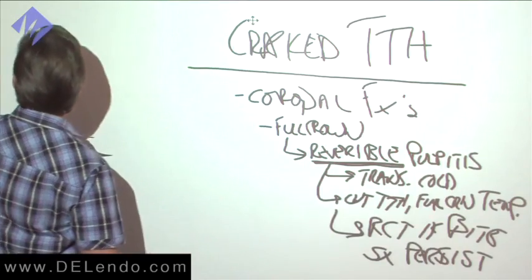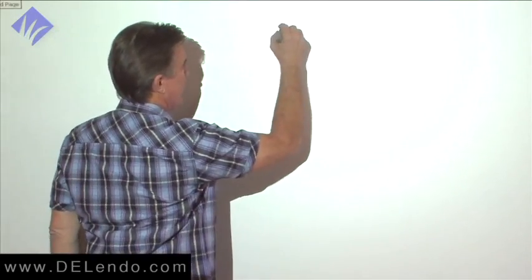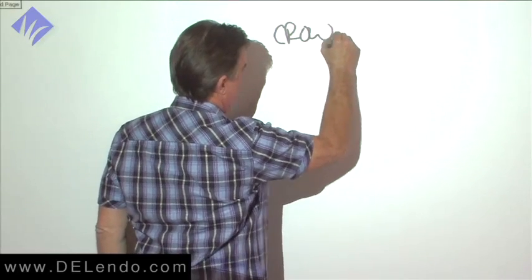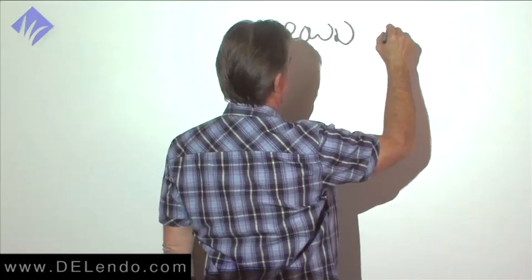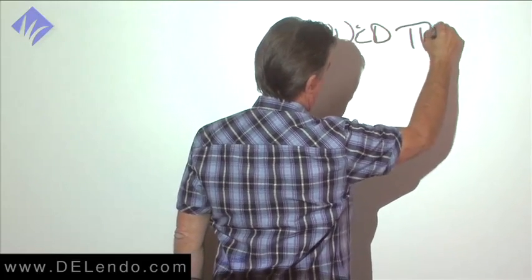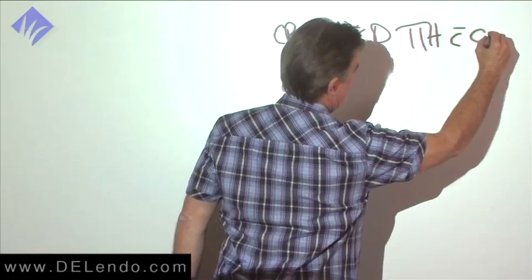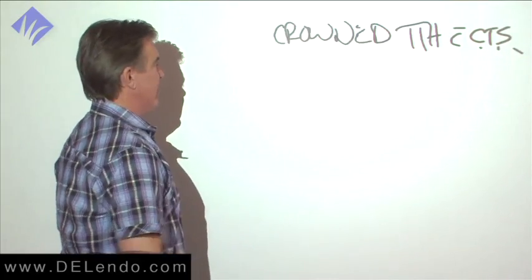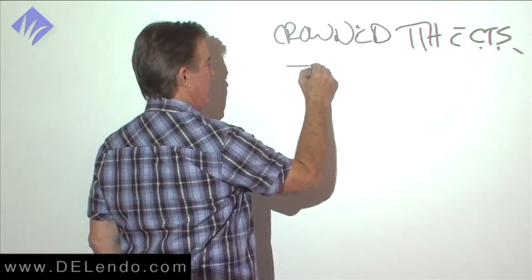Okay, let's talk about a different direction here. If the tooth has a crown on it, how do we determine that it's fractured? Okay, crown tooth with cracked tooth syndrome. How do we know that it's a crack?